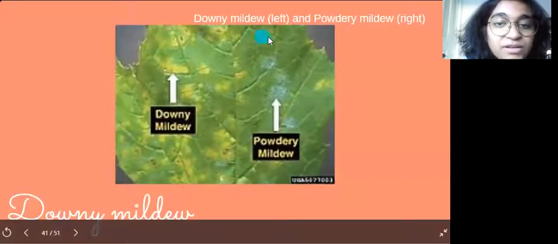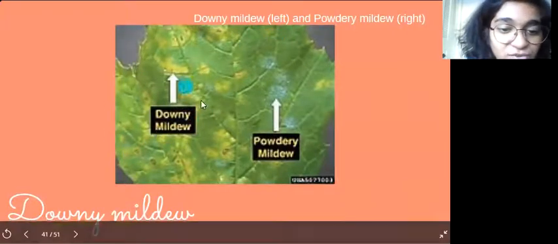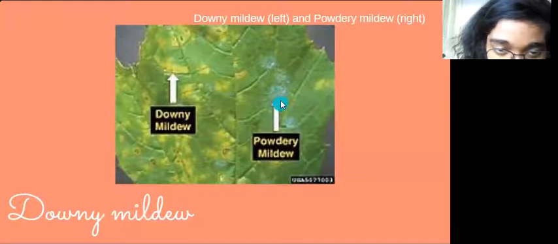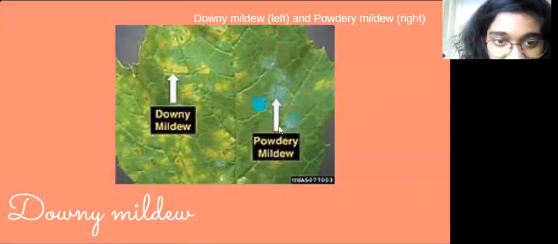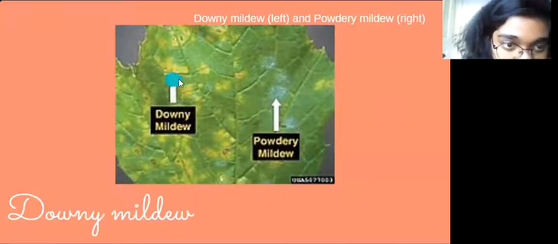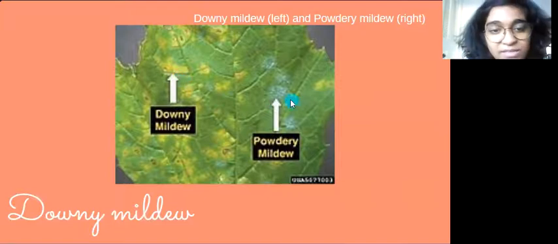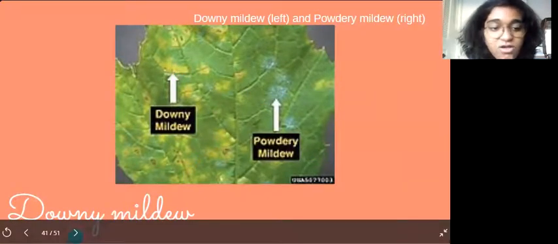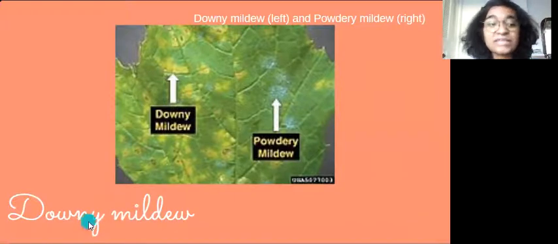So this is the downy mildew on the left, and this is the powdery mildew on the left. You can see this is a little lighter and a little more powdery, but this is downy. You can see the yellow color, and this is a little bit powdery. You can see how the leaves differ from each other. So specific plants have specific fungi that kill them.